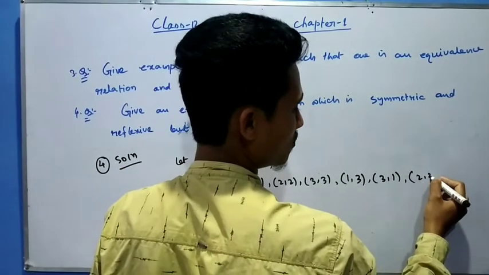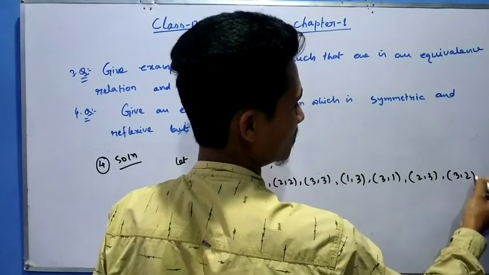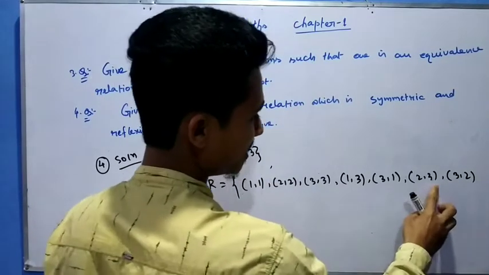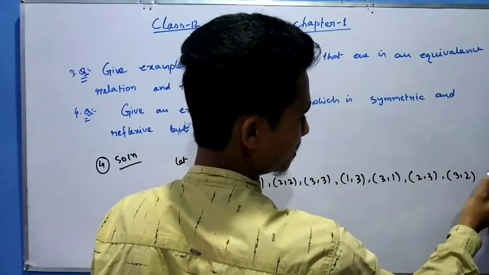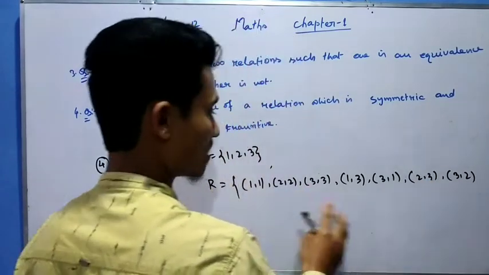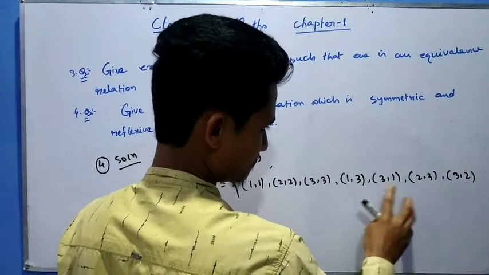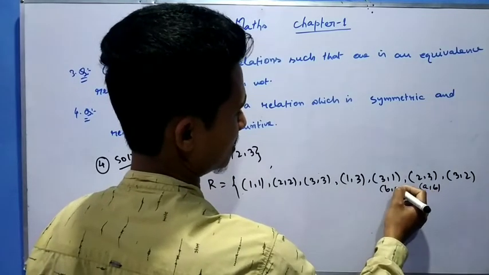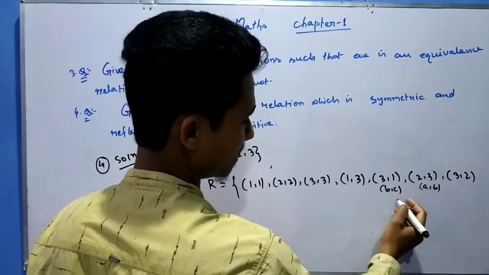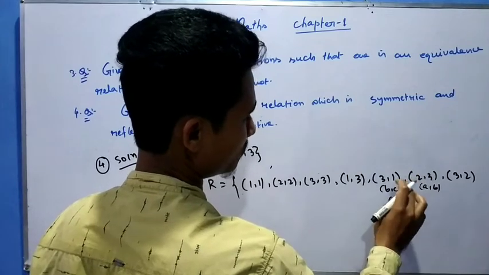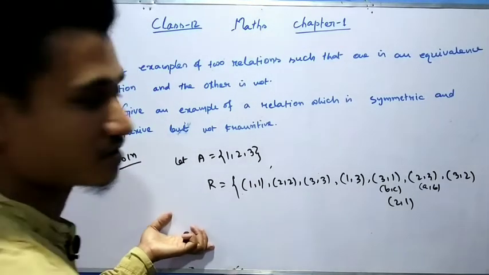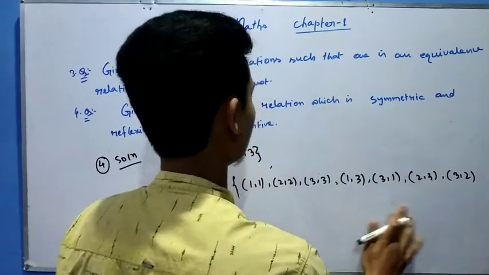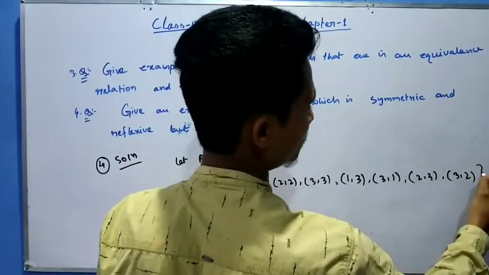So if I take 2 comma 3 and 3 comma 2, AB is there, BC is there, so 2 comma 2 is there. Now if I take this as AB and this as BC, then what will be our AC? AC will be 2 comma 1. But 2 comma 1 is not there in the relation. So this is not a transitive relation.